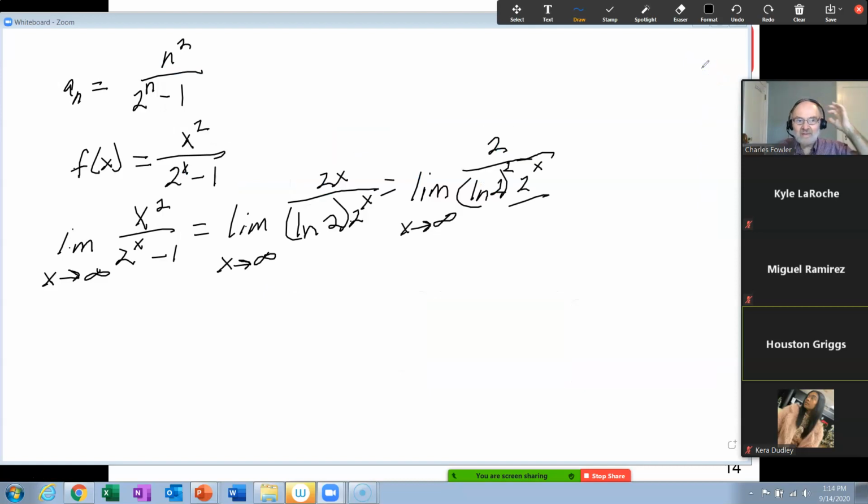How did you get the log times 2 part again? Okay. Do you happen to have your book? No, you don't. Okay. Well, then I'll just have to tell you what the rule is. I'll write it down for you. This is from the front inside cover of the book. And this is just the derivative.